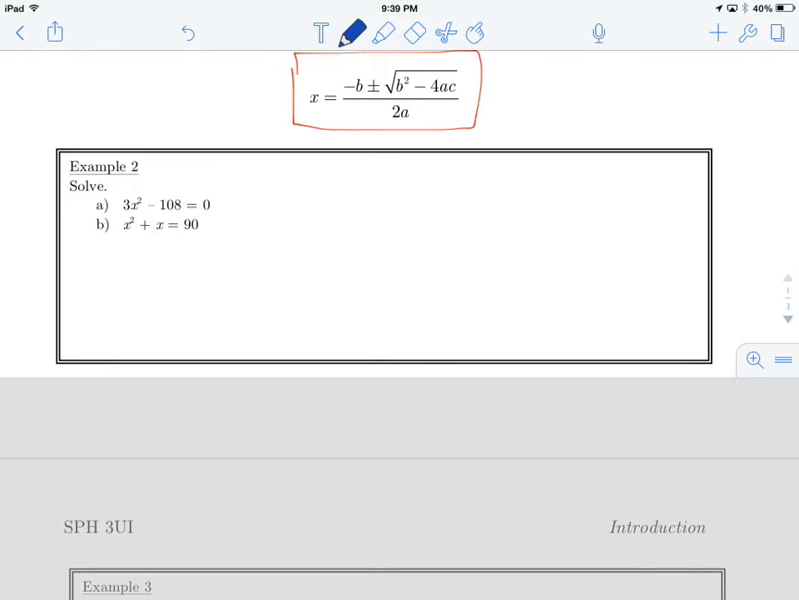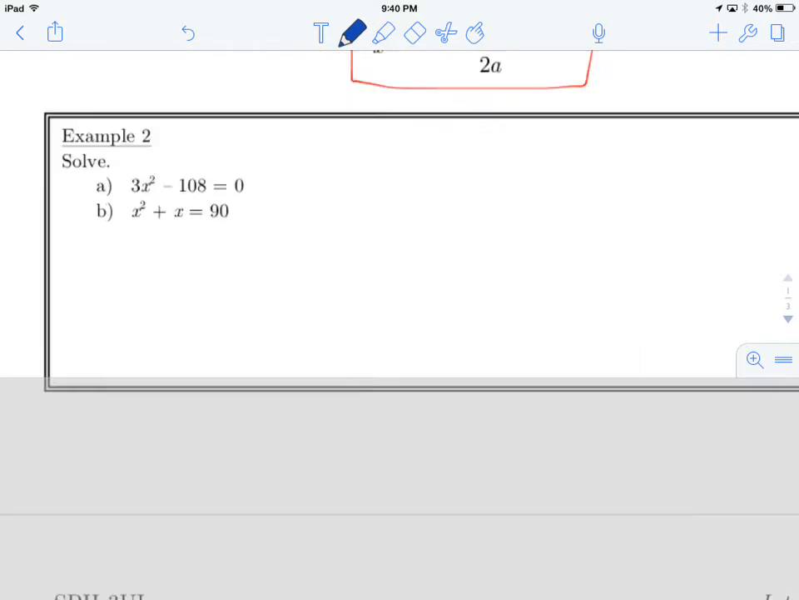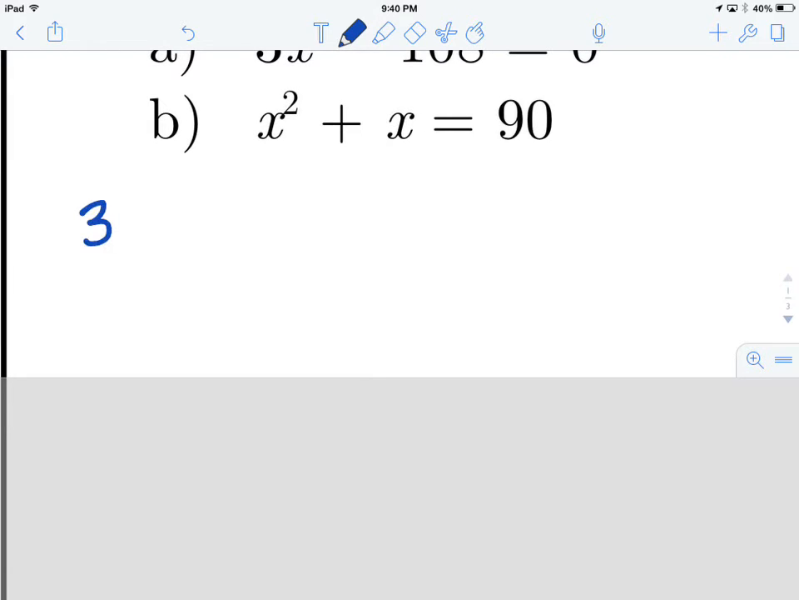Now, the one thing that we should say before we get too much farther, we're going to, example 2, we're going to solve this. If we can factor it, we're going to try and factor it. Okay, so first things first, let's look at part A here, and we get 3x squared minus 108 equals 0. And so this is no problem.